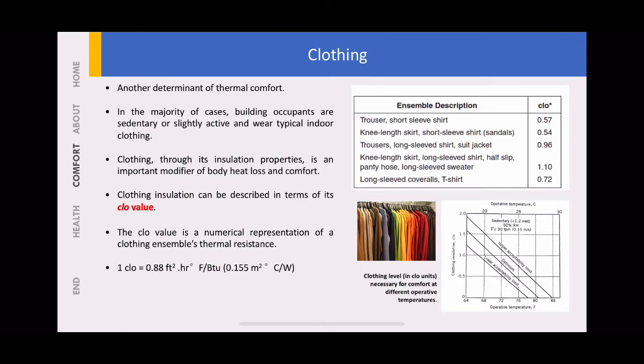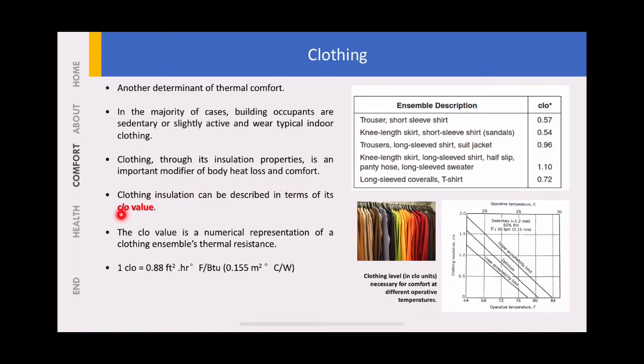On the next slide, we talk about the clothing. Another determinant of thermal comfort is clothing. In the majority of cases, building occupants are sedentary or slightly active and will wear typical indoor clothing: shirt, tie, slacks, right? Or if you are in a new hipster office, you will wear a very thin sweater and t-shirt and jeans and also shoes, okay? Lightly clothed. Clothing, through its insulation properties, is an important modifier of body heat loss and comfort. Right, if you are in a cold room, you cannot wear slim clothing. If you are in a hot room, you cannot wear winter clothing.